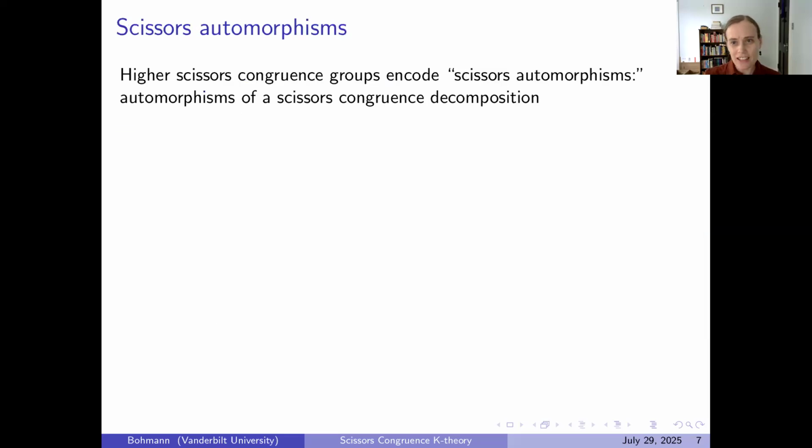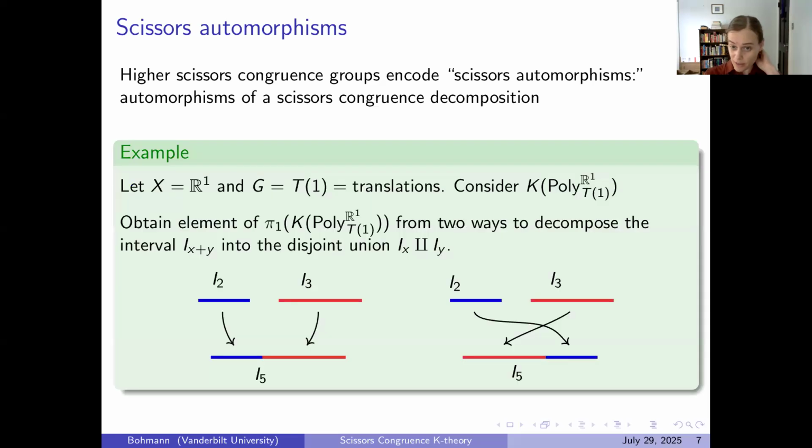Great. So what do they tell us about? Well, higher scissors congruence groups, we can think of them as encoding what I'll call scissors automorphisms. These are automorphisms of a scissors congruence decomposition. Scissors congruence is really recording when I can take some polytope and decompose it into other polytopes. And one thing that might happen is that there are many ways to get the same decomposition starting with the same original polytope, and those will be our automorphisms.